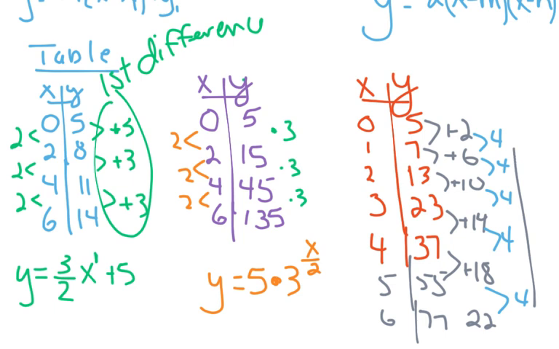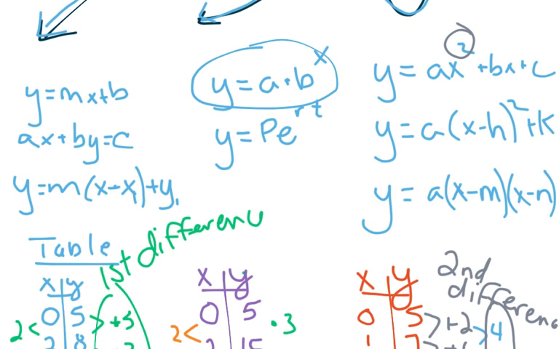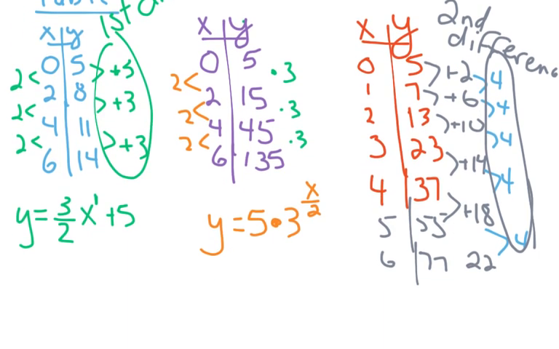So this is called the second difference. And the reason why a quadratic has that being a constant is because this is a degree 2 problem. So degree 2, meaning the highest exponent is 2. So that's one way to recognize a quadratic's table.